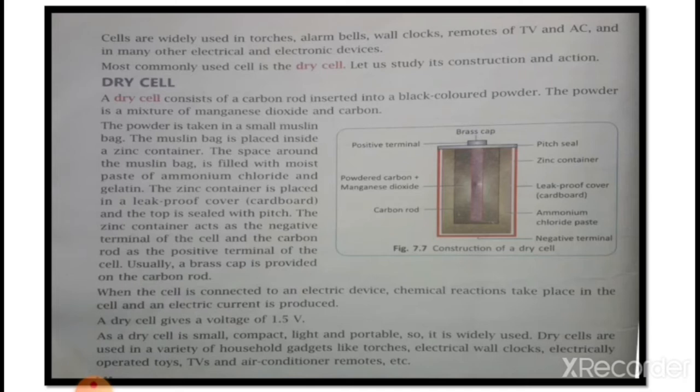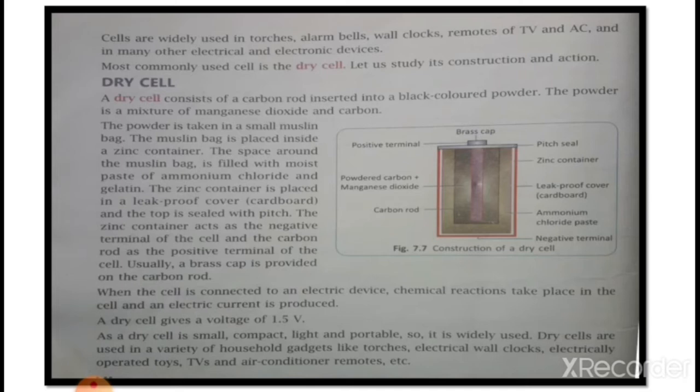So children, we are discussing the sources of electricity, and the first category is cells, and cells are of two types, primary cells as well as secondary cells. And the most commonly used cell is the dry cell. So let us study its construction and action.